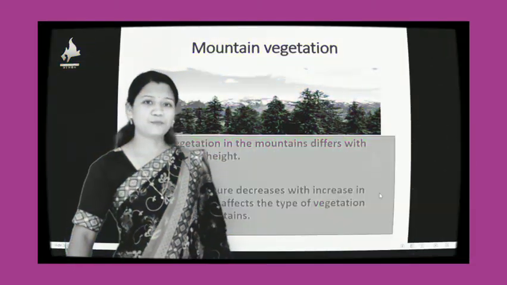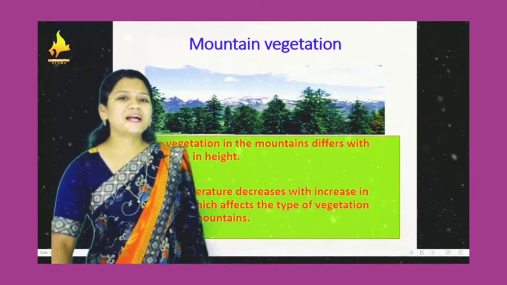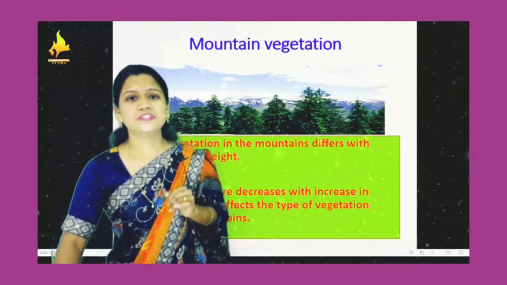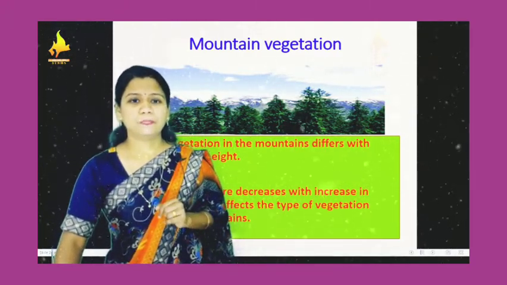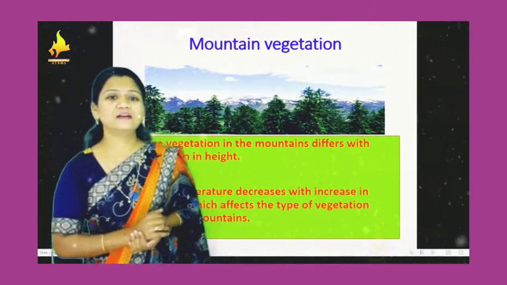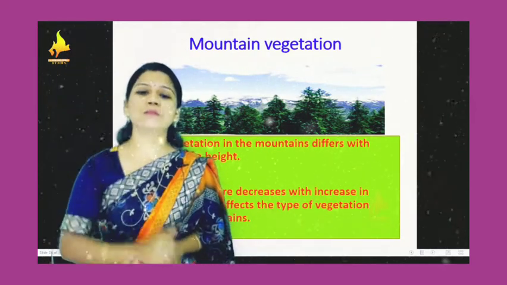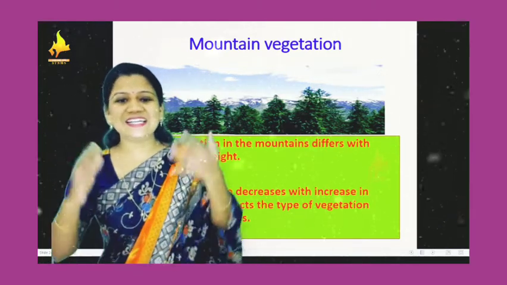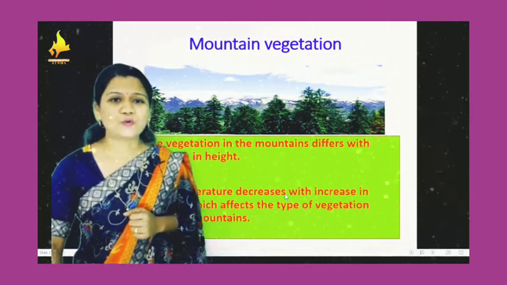The next very important one is mountain vegetation. Dear students, a variety of plants are grown at the top of the mountain, at the middle of the mountain and at the bottom or base of the mountain. This is because of the variations in height. The temperature decreases as we go up. Why? Because of the altitude, and it affects the different types of vegetation found on the mountains.